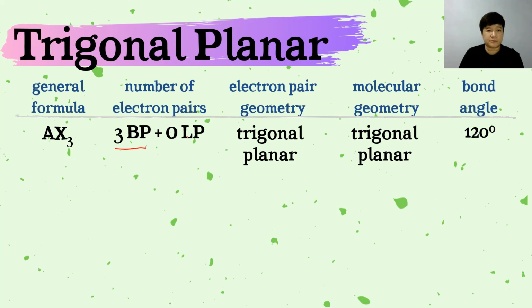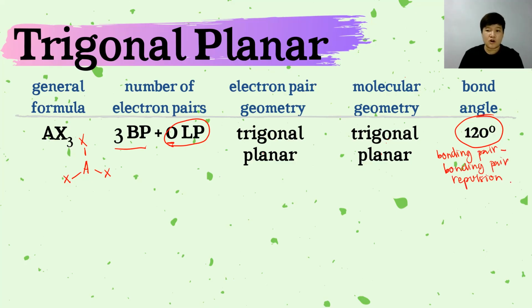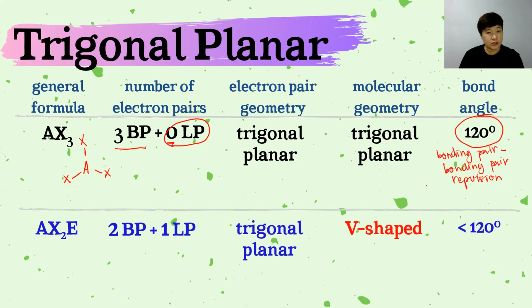We have 3 bonding pairs plus 0 lone pair, where the electron pair geometry will be trigonal planar, and the molecular geometry will be trigonal planar because there is no lone pair. No lone pair means your central atom will be holding your X in the shape of trigonal planar. Therefore, the bond angle will be 120, and you will only have bonding pair repulsion.